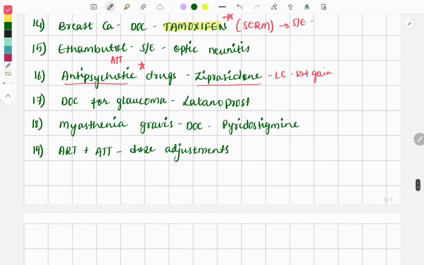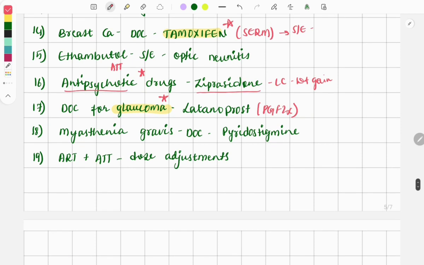Okay, then moving on, drug of choice for glaucoma. Anti-glaucoma drugs are also a very important topic, and questions are frequently asked on this topic, so it is a must do topic. Okay, and a repeat question. So drug of choice for open angle glaucoma is latanoprost, which is a PGF2 alpha agonist. So this can be asked integrated with ophthalmology also.